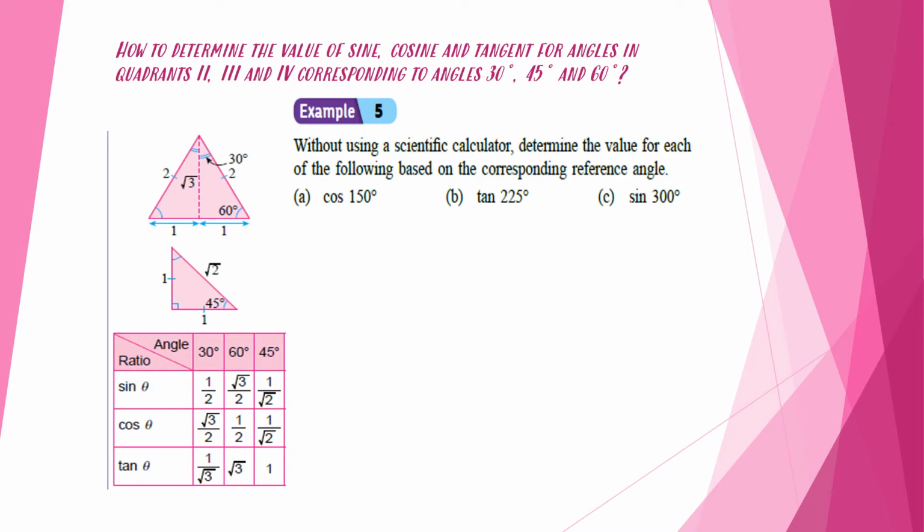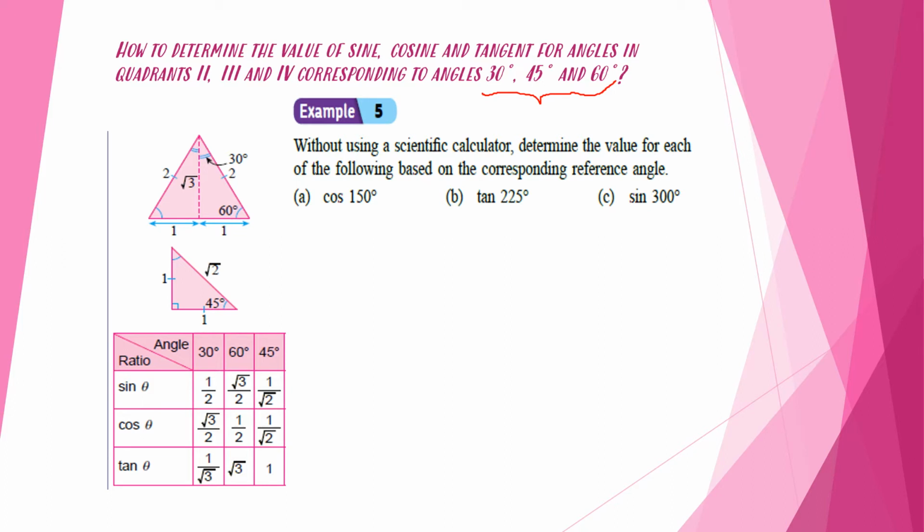Let's look at how to determine the value of sine, cos, and tangent for angles in quadrants 2, 3, and 4 corresponding to angles 30 degrees, 45 degrees, and 60 degrees. These 3 degrees are what we call the special angles. So special angles, let's look at the table below. For 30 degrees, sine theta is 1/2.